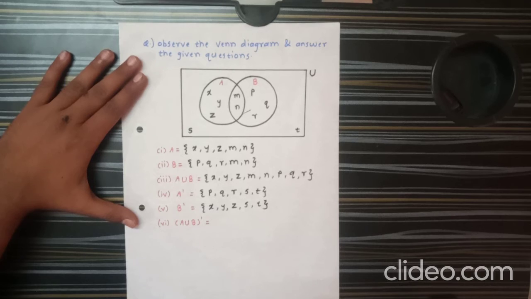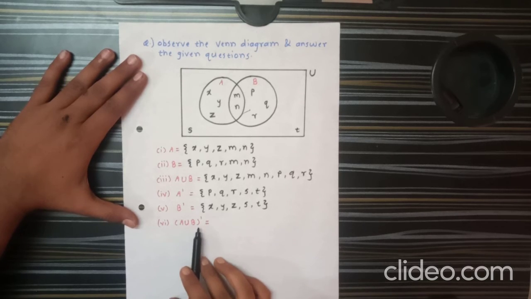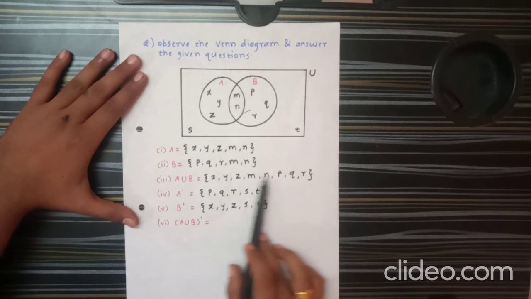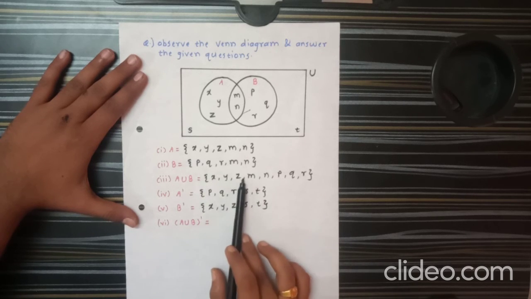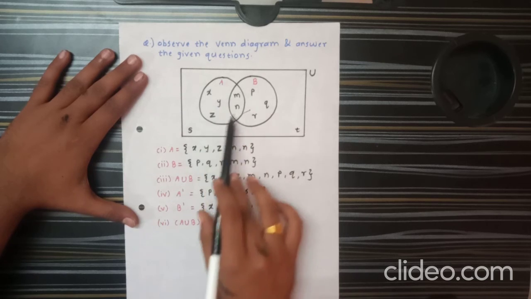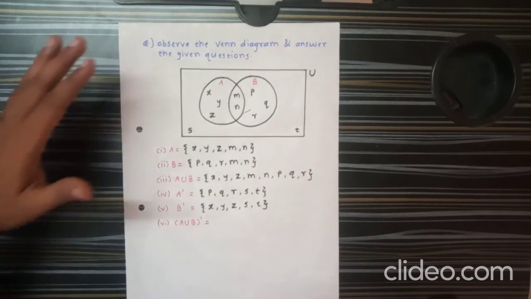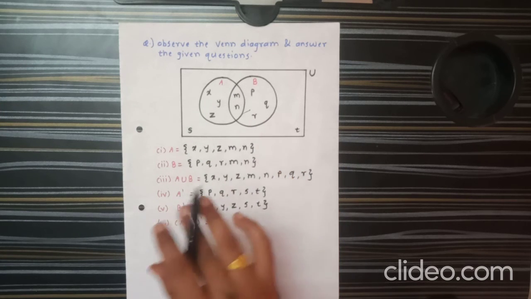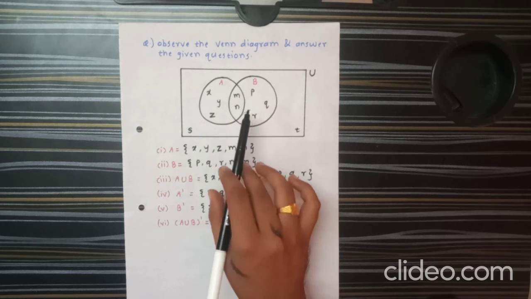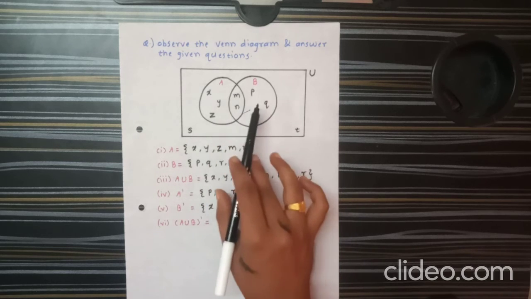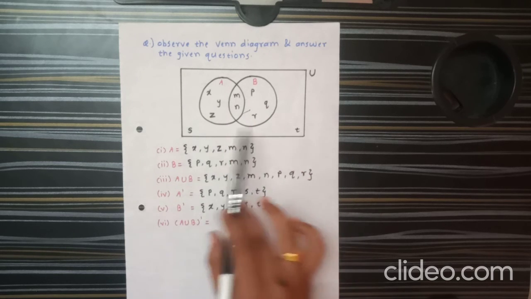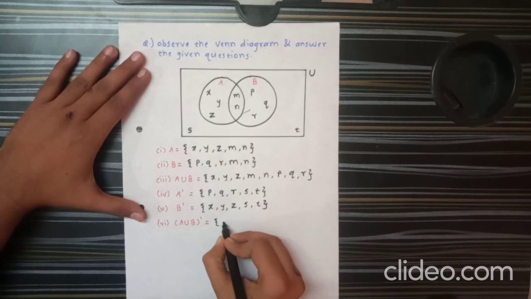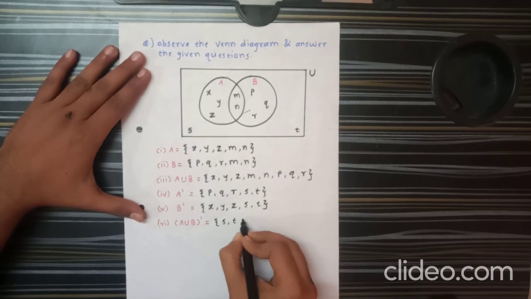And finally we are asked to write the complement of A union B. A union B means these elements we have already written: X, Y, Z, M, N, P, Q, R, the elements present in both the circles. We have to write their complement, which means we have to neglect or bypass these elements. After neglecting all the elements of the two sets, only two elements remain, S and T, and that is the answer for the complement of A union B: S comma T.